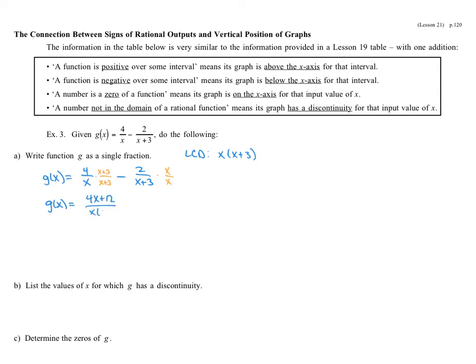Notice that when I multiply the fractions in the numerator, I distribute, but I don't do so in the denominator because it's not necessary. Now we subtract the numerators and we get this. And that's the answer for part A.